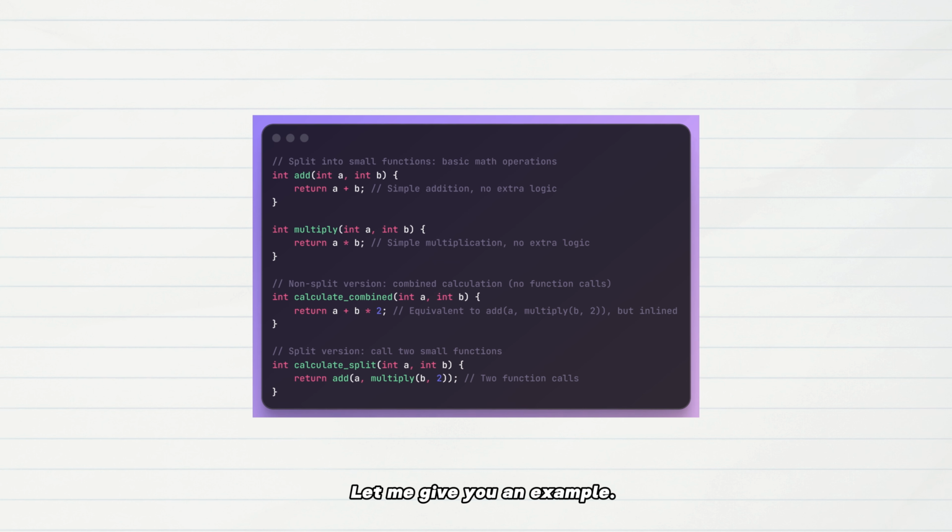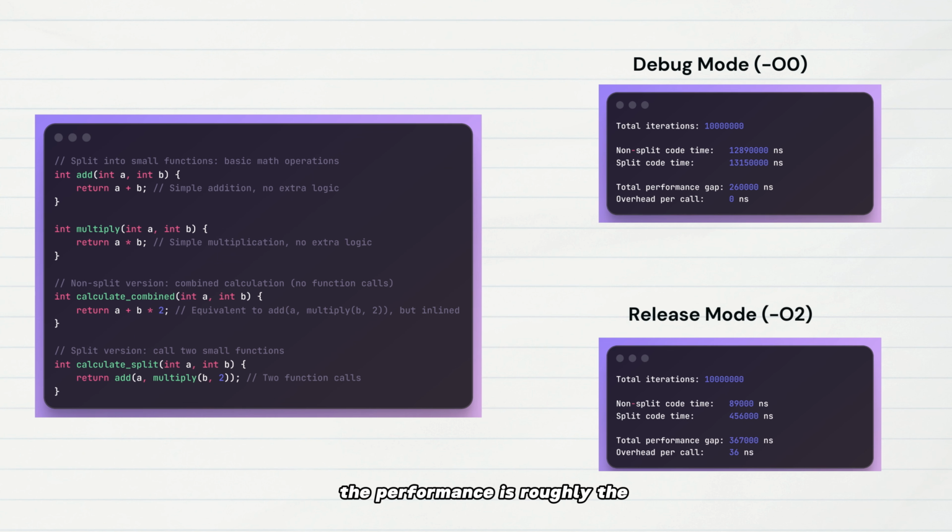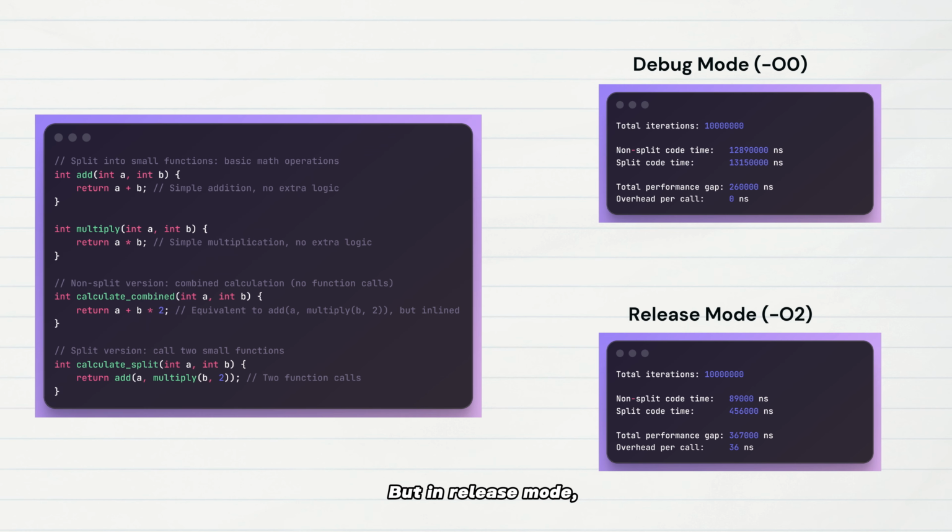Let me give you an example. Suppose you split a simple math calculation into two small functions, add and multiply. In debug mode, the performance is roughly the same as the non-split version. But in release mode, the non-split code can be optimized by the compiler into a single machine instruction. Meanwhile, the split version retains the overhead of function calls. Although the cost of a single call is only a few nanoseconds, when called millions of times in a loop, the gap becomes extremely significant.